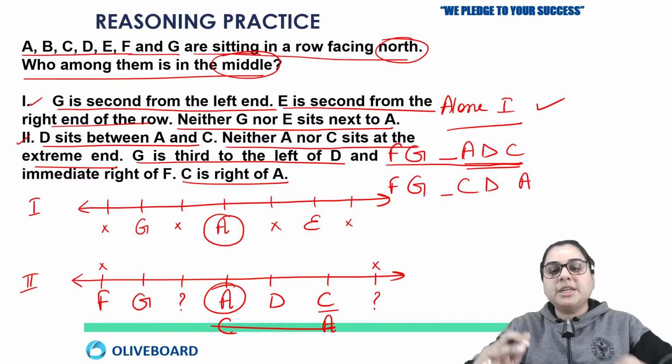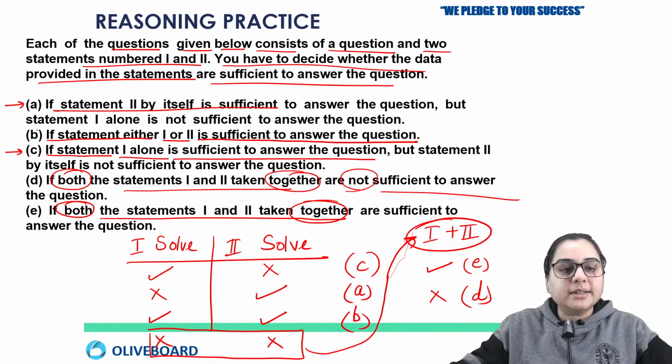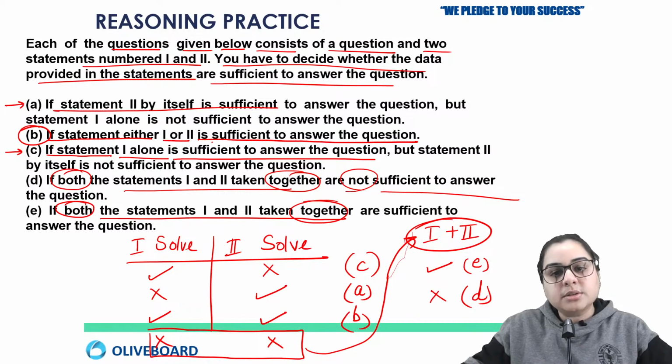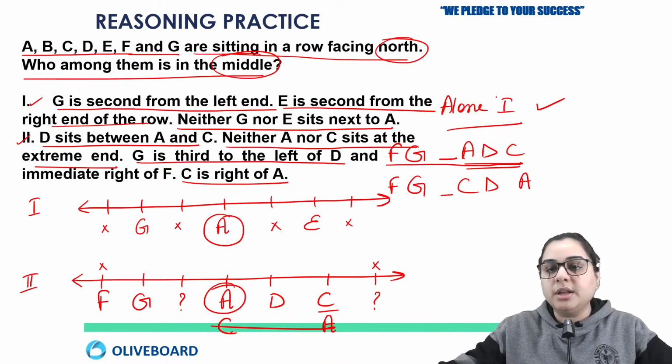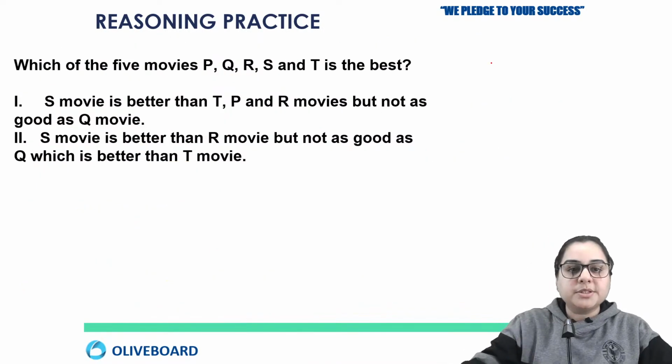So either 1 alone or 2 alone is sufficient to answer the question, and that is given to you in option number B. You can check: if statement either 1 or 2 is sufficient to answer the question, and hence the answer here will be option number B. So I hope this is clear.